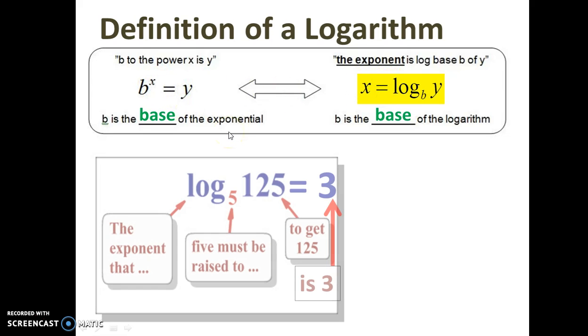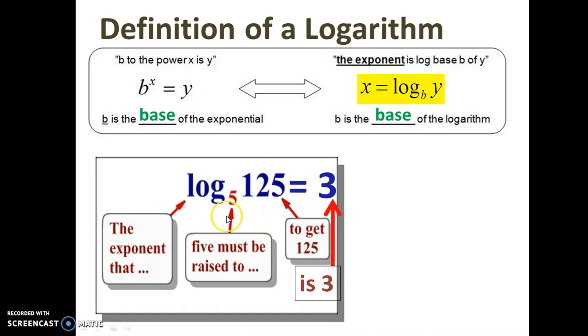So using that definition, another way to look at it, we can read this as log base 5 of 125 is 3. But to read it in terms of what it means, you would read it like this: the exponent that 5 must be raised to get 125 is 3.